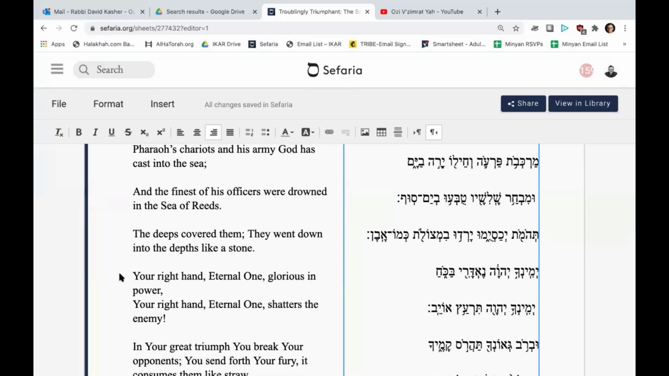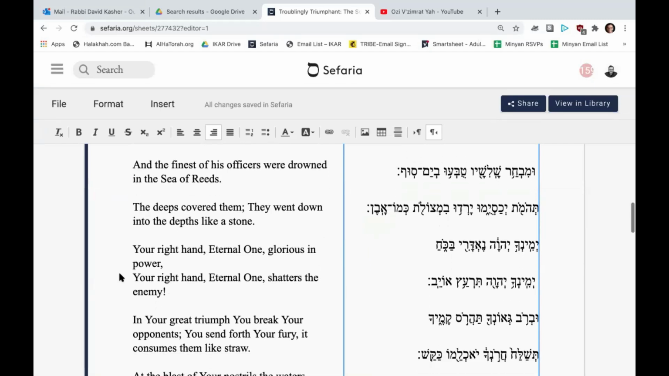Your right hand, Eternal One, glorious in power. Your right hand, Eternal One, shatters the enemy.